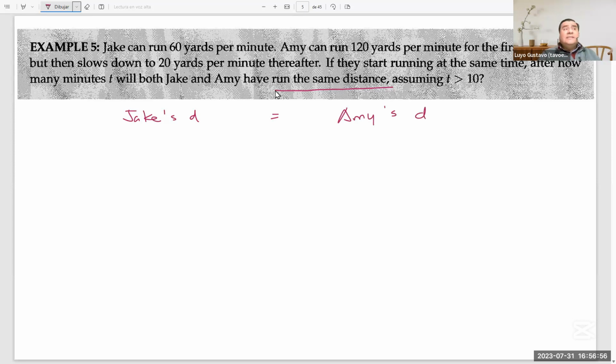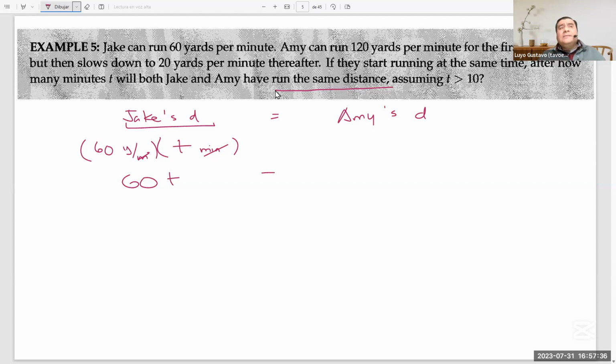So what is the distance Jake can run in terms of the time T? Since his rate is 60 yards per minute, and this is T minutes, Jake's distance run in yards would be 60 yards per minute times T minutes. So the minutes cancel, and we have 60T yards. Let's omit the units. 60T is Jake's distance.